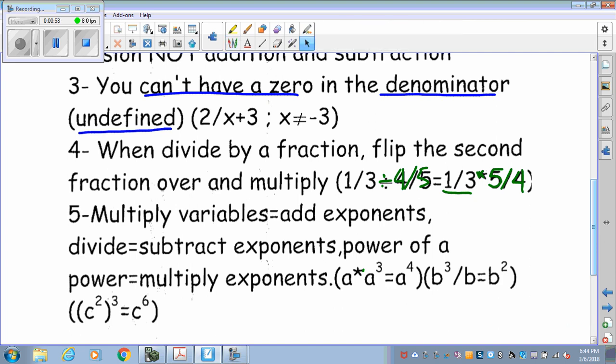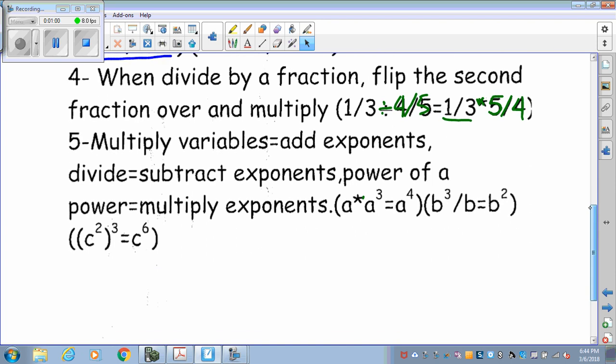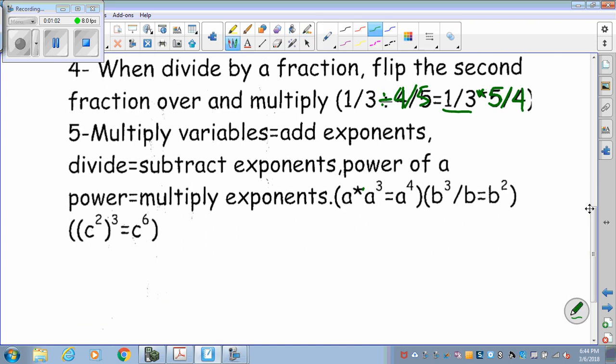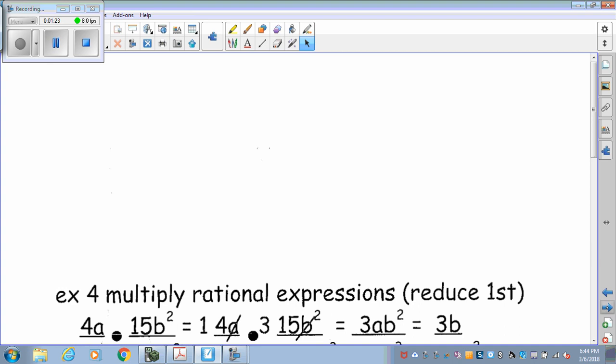Variables and exponents, remember if you're multiplying, you're going to add the exponents. 1 plus 3 would be 4. And if I'm dividing, I'm going to subtract the exponents. 3 minus 1 is 2. And if I have a power of a power, I'm going to multiply. 2 times 3 would be my 6. So those rules still apply.